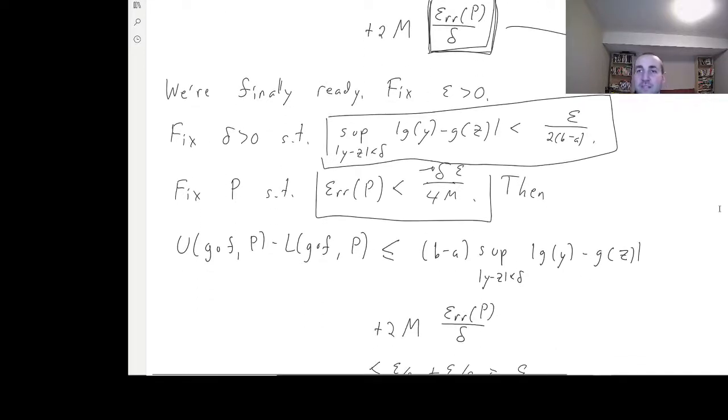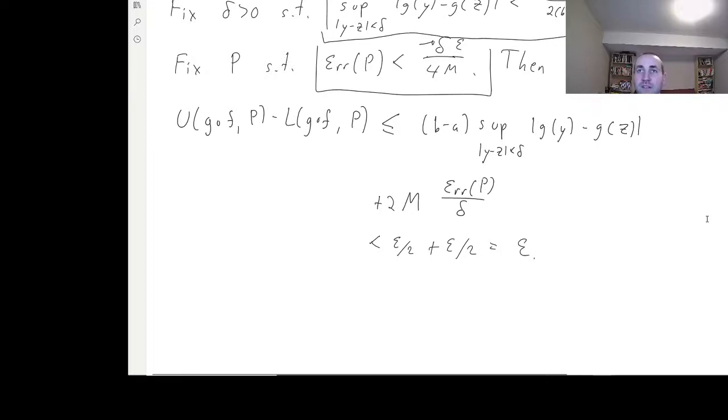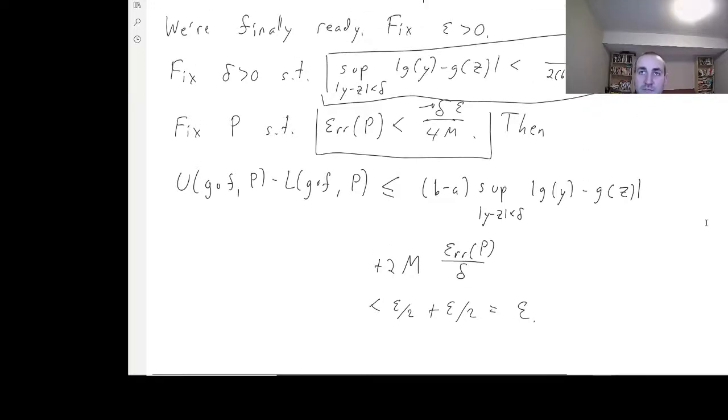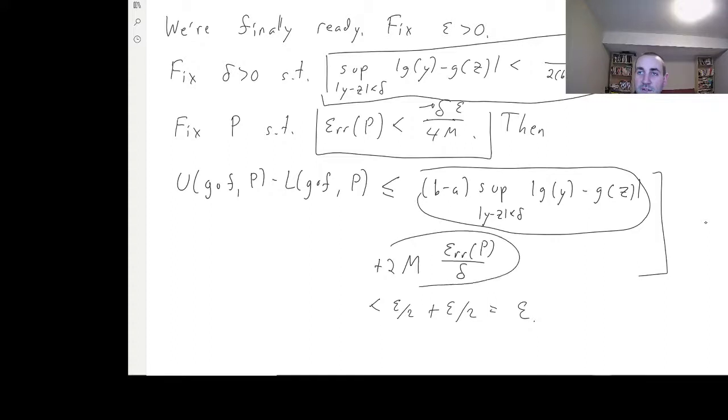So when I do that with these choices, and I plug that into the previous bound, the proof is essentially over. So U of g composed with f,p minus L of g composed with f,p is less than, well, these two error terms. The first term here is small by this choice of delta, and the second term here is small by this choice of p. And so I get what I wanted.